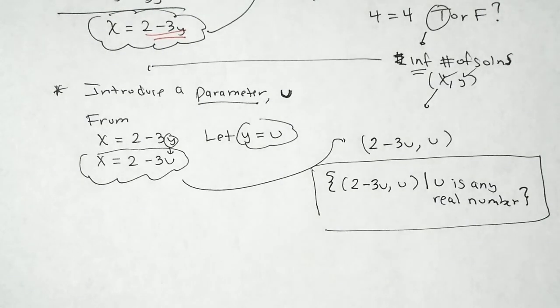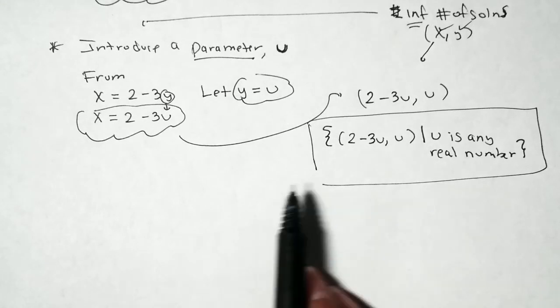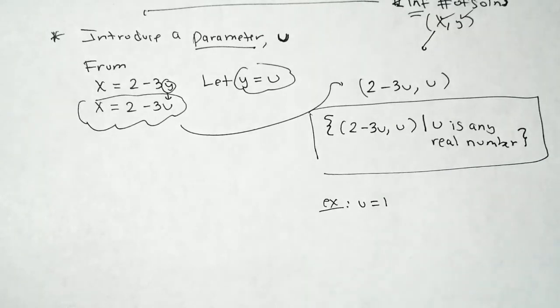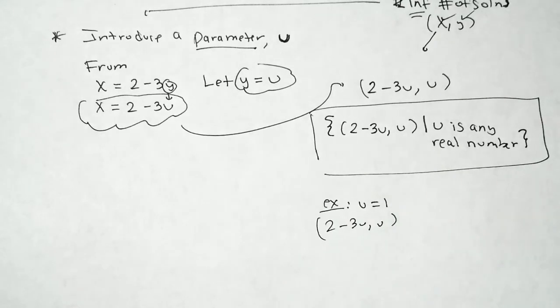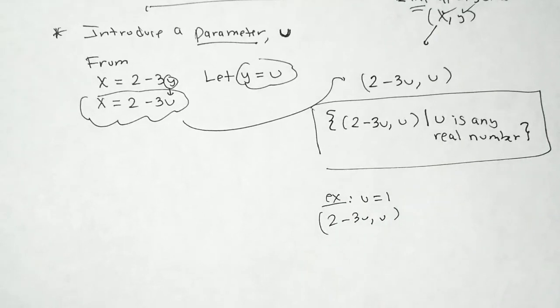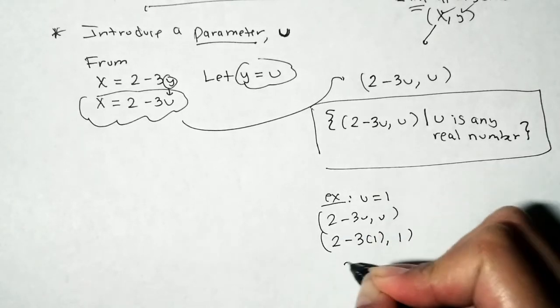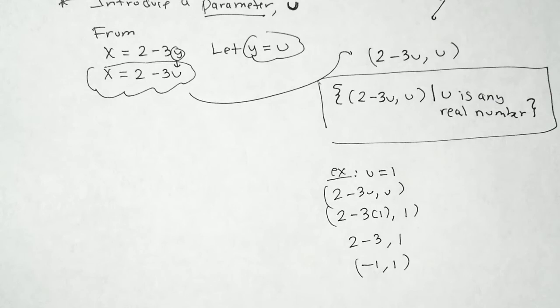So that's pretty much it. But in order for you to have a sense of what this means, we are telling the reader that all the solutions have to take this form. So for example, if u equals 1, what would that solution look like? Our solutions are given by ordered pairs of the form 2 minus 3u, comma u. So if u is 1, we have 2 minus 3 times 1, comma 1. So that will give us 2 minus 3, or negative 1, 1. Okay, so we are telling the reader that negative 1, 1 is a solution, and then we're not going to list more because this will be a never-ending story.